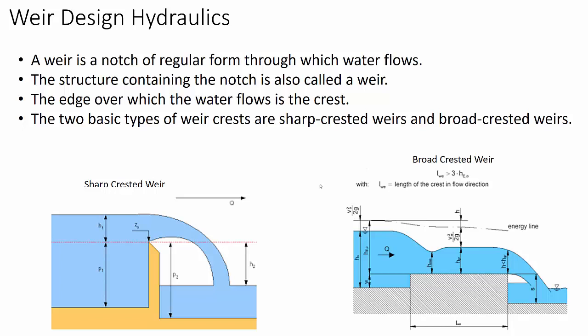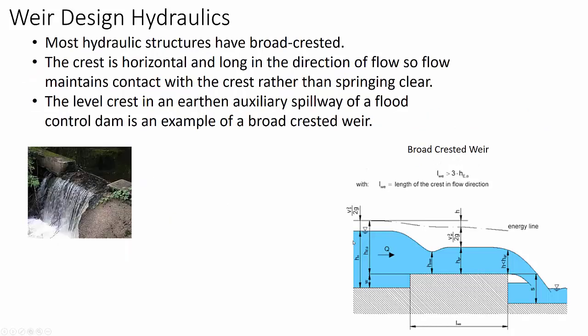There are 2 basic types of weir crest, sharp-crested or broad-crested. In a sharp-crested weir, the water goes over and doesn't make contact with the backside of the weir. In broad-crested, the water flows over the top of the weir. And that's the difference in the 2. You're very familiar with broad-crested weirs. They're used everywhere. Most hydraulic structures have broad-crested weirs. That's really how we manage flow most of the time.